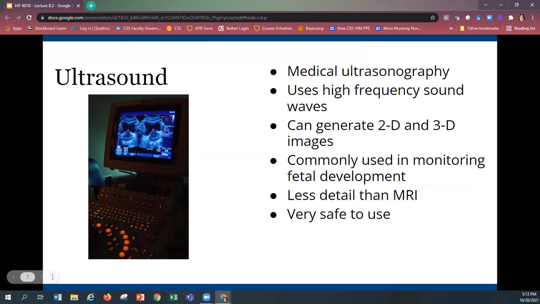Ultrasound or medical ultrasonography is different from other medical imaging techniques in that it is operated by the transmission and receipt of high-frequency sound waves. Sound waves are sent into the tissue and are attenuated based upon the tissue composition. While ultrasound technology provides less detail, it is very safe to use, making it a common imaging device in tracking fetal development during pregnancy. It also has broader uses in imaging other body organs as well.